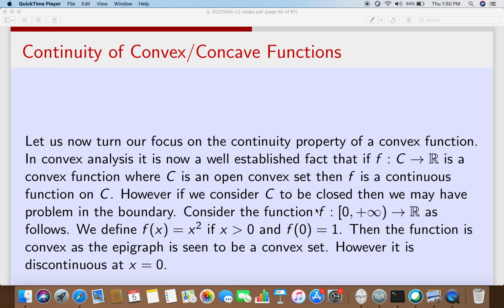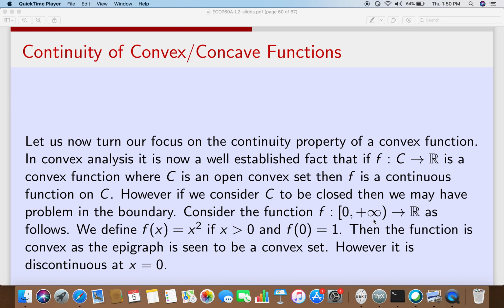Because consider the function f defined on the interval 0 closed to plus infinity, that is, the line R plus, all non-negative real numbers. So you have a function f from that set of non-negative real numbers to R, and you define it as f of x equals x square when x is strictly greater than 0, and f of 0 you define as 1, which is above 0. So there's a discontinuity there.